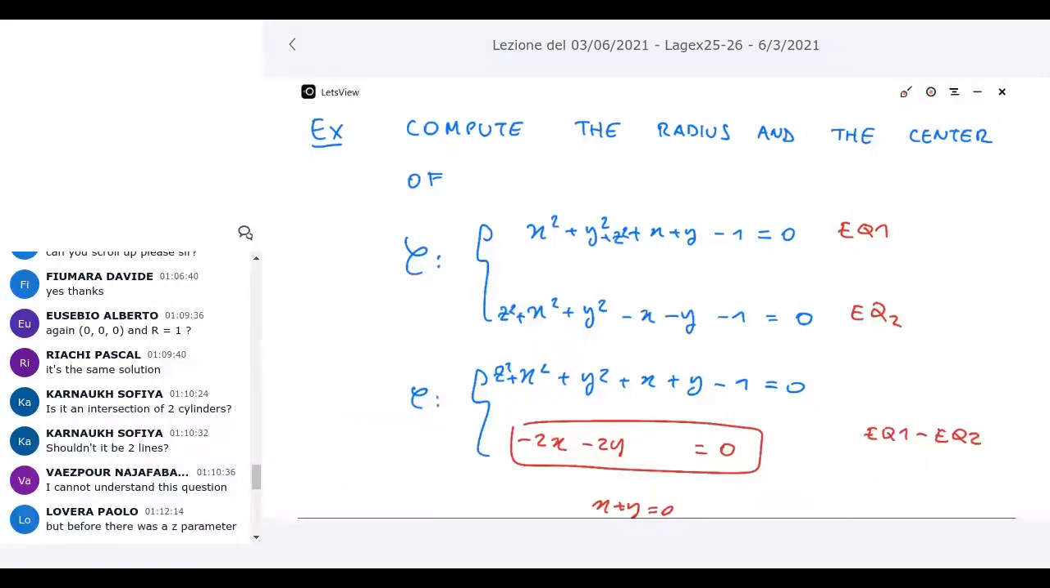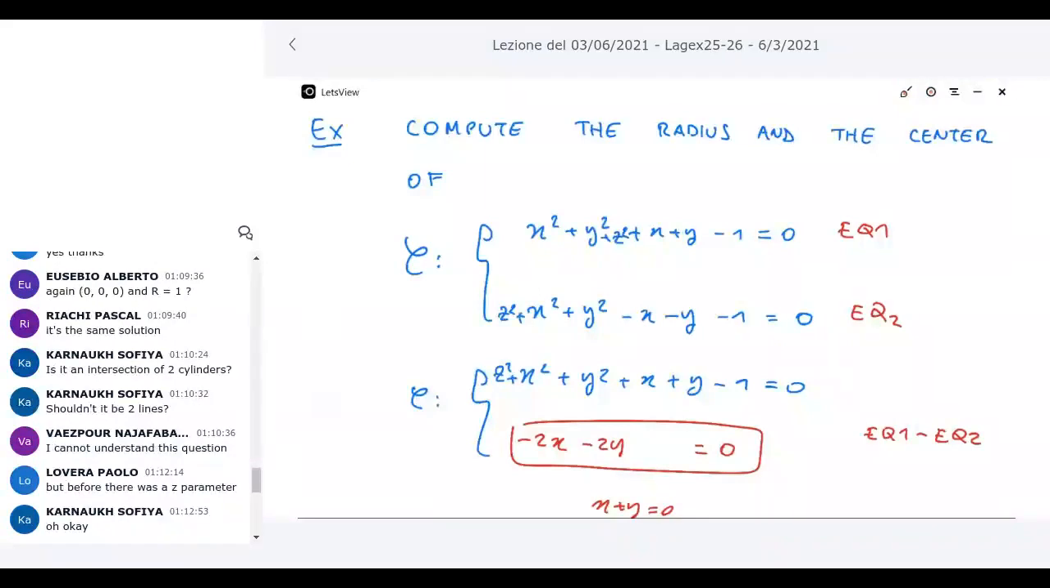Carnot Sophia said about the intersection of the two cylinders. It was my bad. In writing, I copied wrongly from my notes and I made it into something not comprehensible. So here is the version I want to show you. So I have a sphere and a sphere. So it is a circle in 3D. I want to find center and radius.